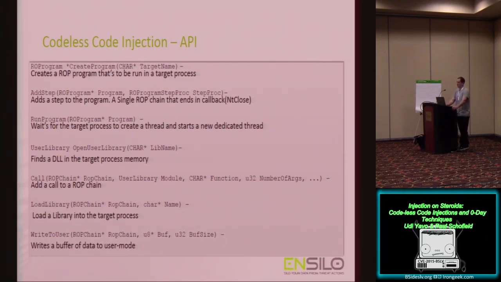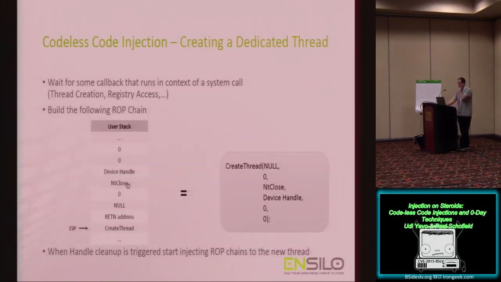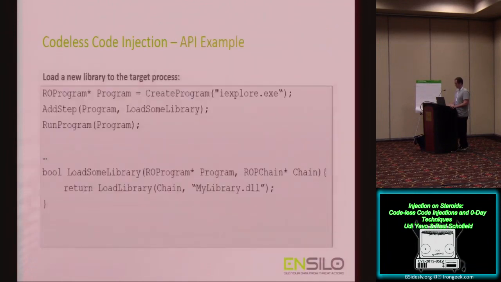There are several API methods we are using to open a library that's already loaded in the process, call some function, or load a new library into the process. For example, if it's a process that doesn't have a socket API loaded into it, we might need to load it.